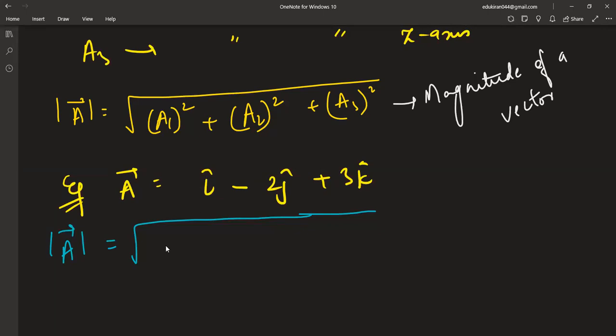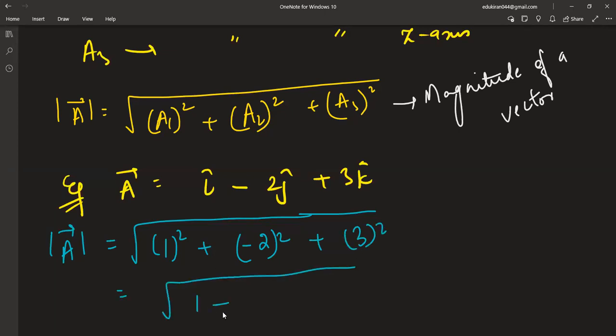Only 1 is written. So that means 1 square plus. Now, what is the coefficient of J cap here? Minus 2. Minus 2 is the coefficient of J cap. Whether it's plus 2 or minus 2, you will include the sign, because we are not calculating the magnitude of the coefficient itself. So this will be minus 2 whole square plus. What is the coefficient of K cap? 3. 3 square.